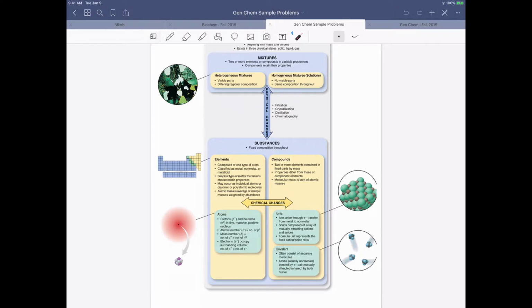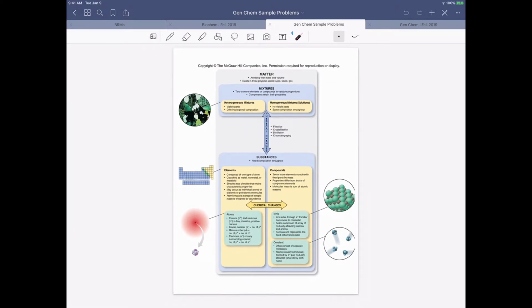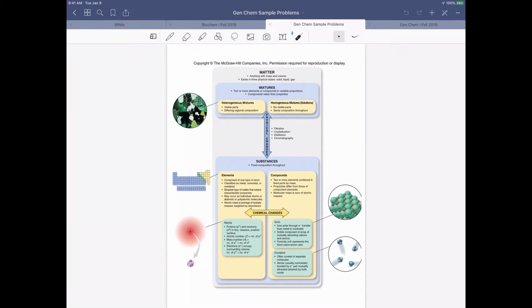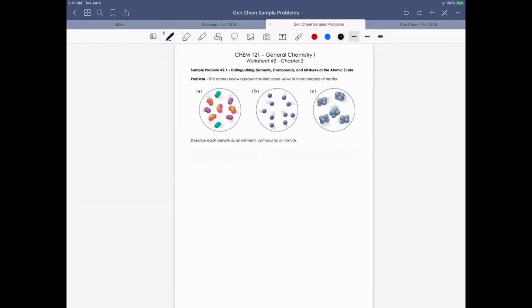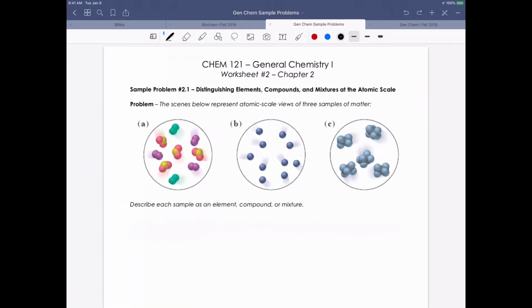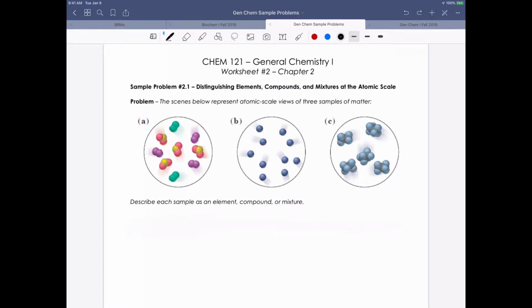So I love this figure. It's kind of just a great summary for everything that we're going to talk about in chapter 2. So our first problem here is a very simple molecular scenes problem that just allows us to apply some of the concepts from that previous figure and look at how we consider classifying different substances.